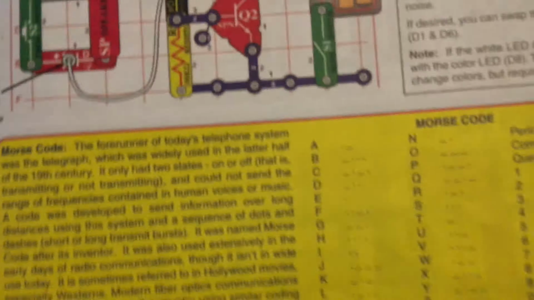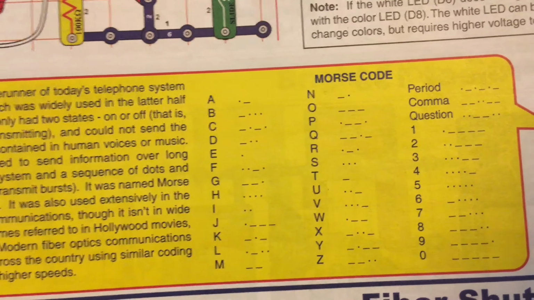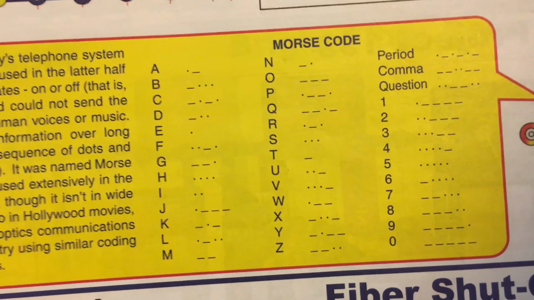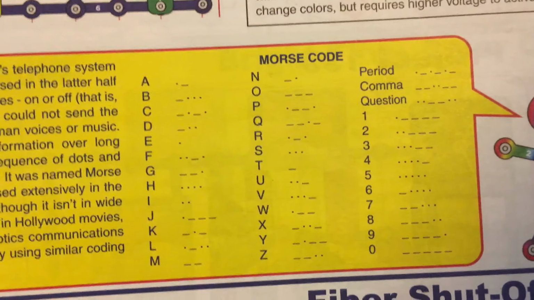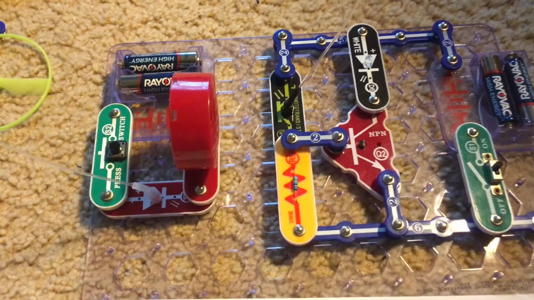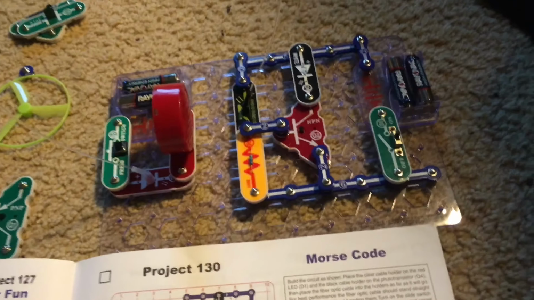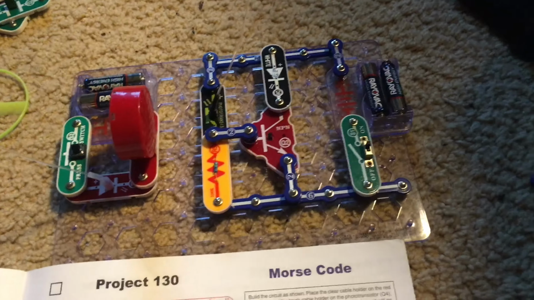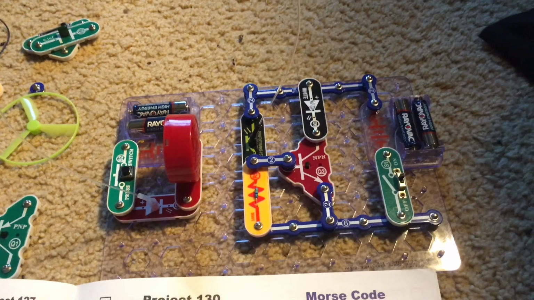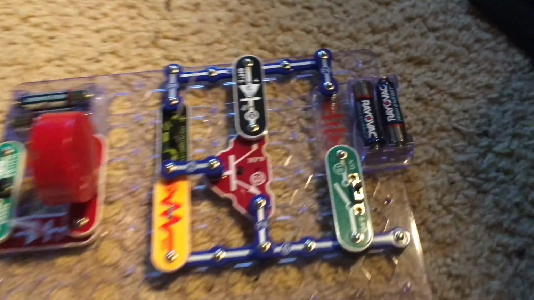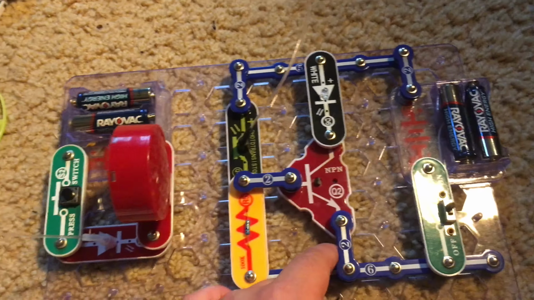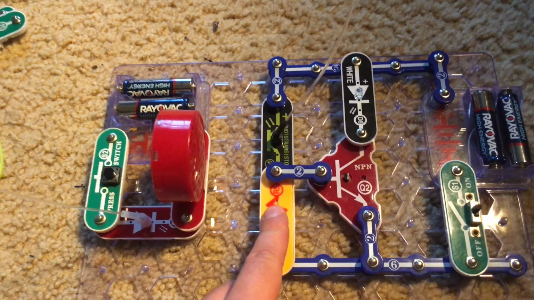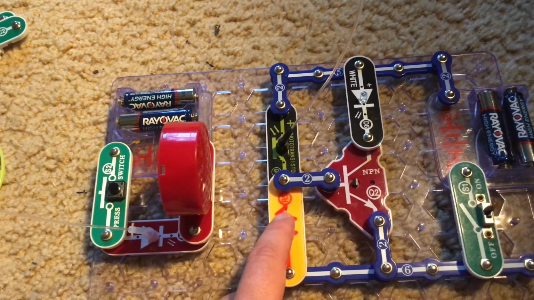And Morse code consists of a series of dots and dashes, which are used to represent letters, numbers, and punctuation marks. The telegraph has only two states, either on or off, which means respectively transmitting or not transmitting. This circuit is going to resemble a telegraph, and I can explain to you how it works.